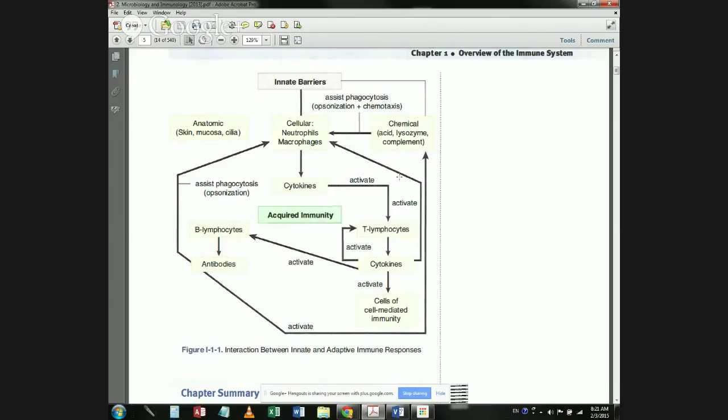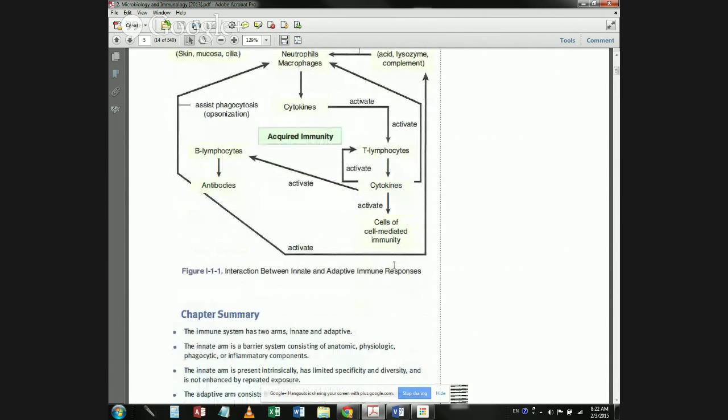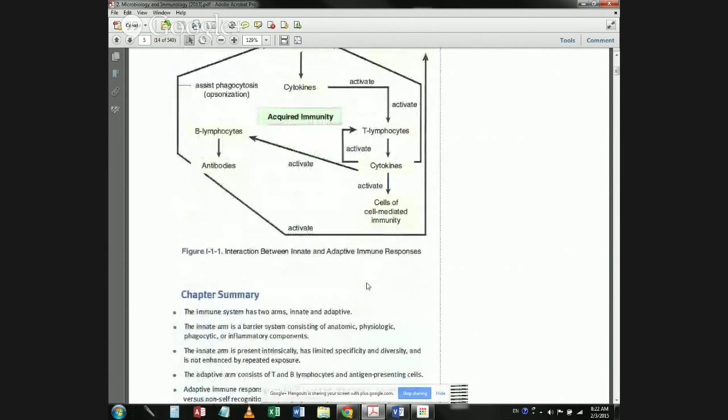Cytokines will also activate neutrophils and macrophages. We understand that. And where is this arrow even coming from? Oh, antibodies will activate chemicals, I think. Is that where it's at? Assists phagocytosis and opsonization. Perfect. Okay, interaction between innate and adaptive immune responses.